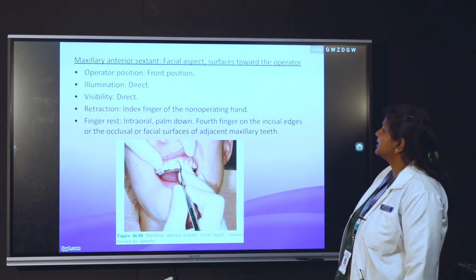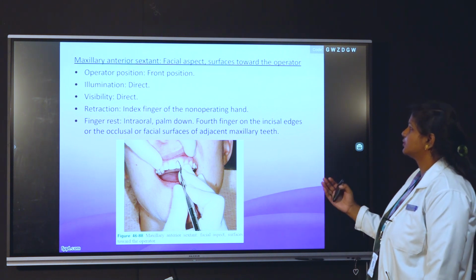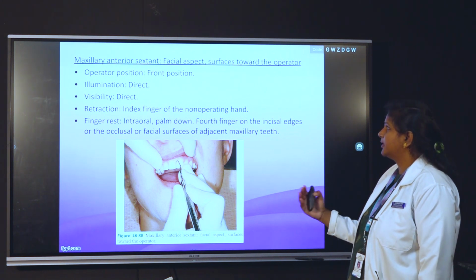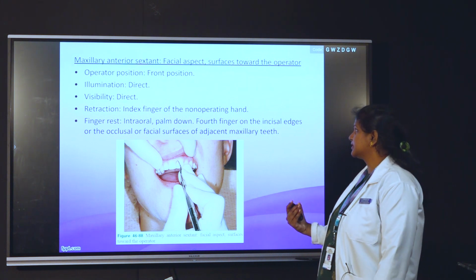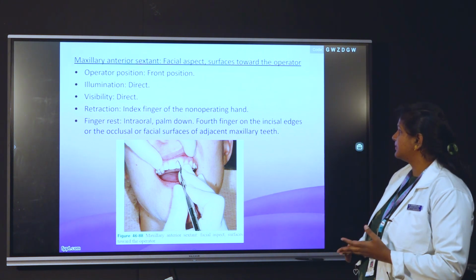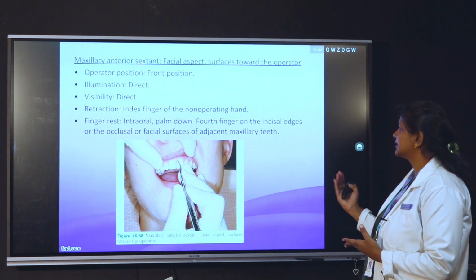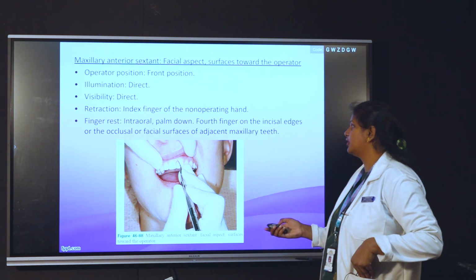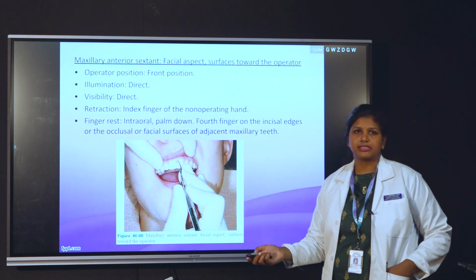So maxillary anterior sextant, facial aspect, surfaces towards the operator. The operator position should be in front of the patient, and the finger rests are intraoral, palm down, and the fourth finger on the incisal edges or the occlusal or facial surfaces of the adjacent maxillary teeth.